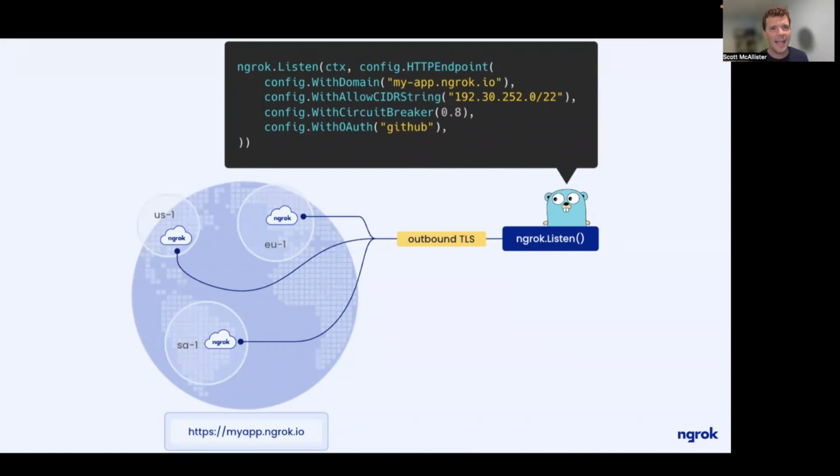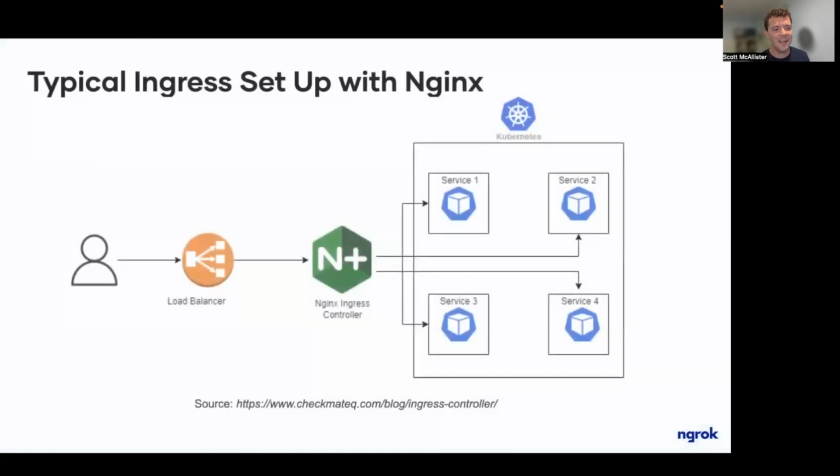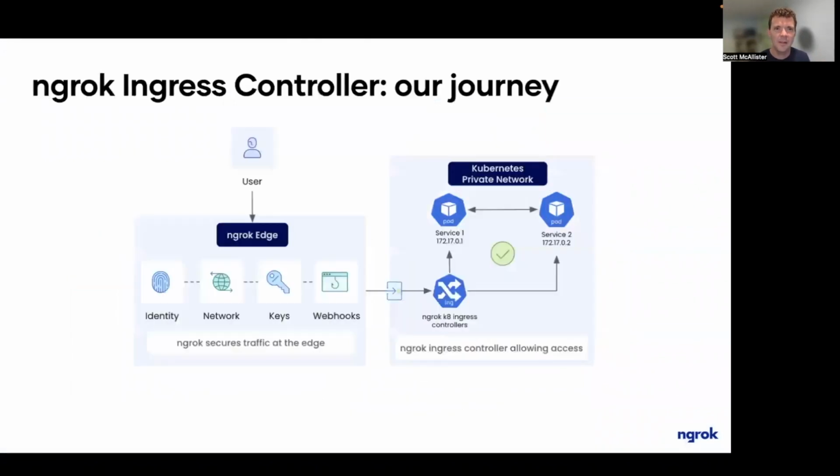So thinking back to that diagram we had before, where we had the two controllers providing connectivity to a cluster, we have our load balancer, we have our Nginx Ingress Controller. But instead of those, you now have a solution where you have a single Ingress Controller that gives you access to load balancing, to encryption, to auth, to verifying webhooks.